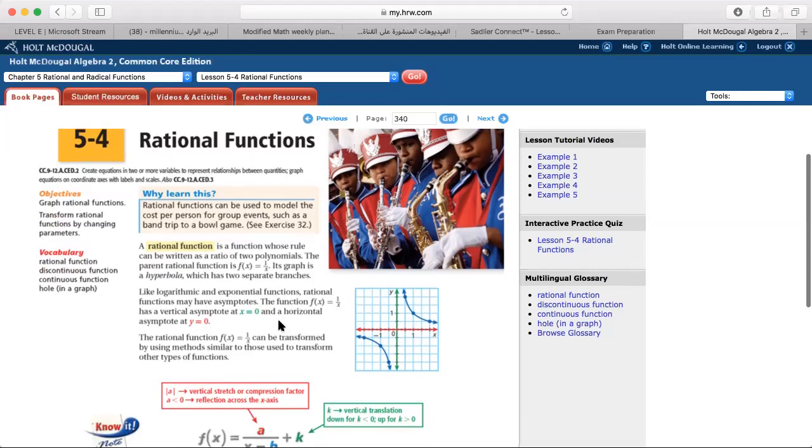Its graph is called a hyperbola. You remember the parabola? This one, for the rational function, is called a hyperbola, which has two separate branches. So the function is 1 over x, and the graph is called a hyperbola with two separate branches, as you can see here.